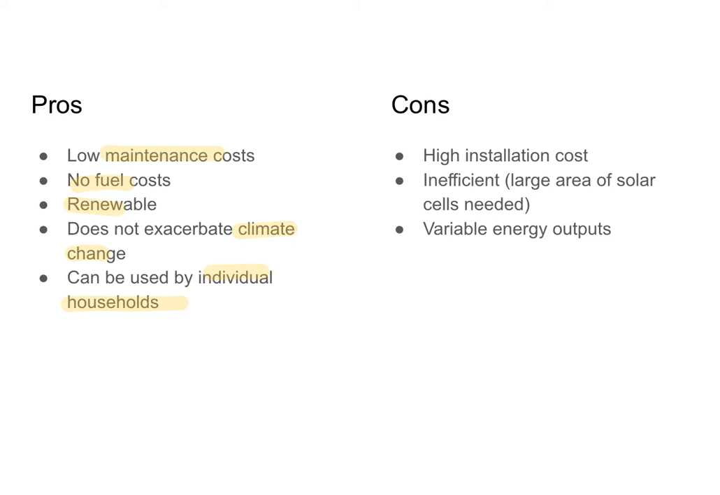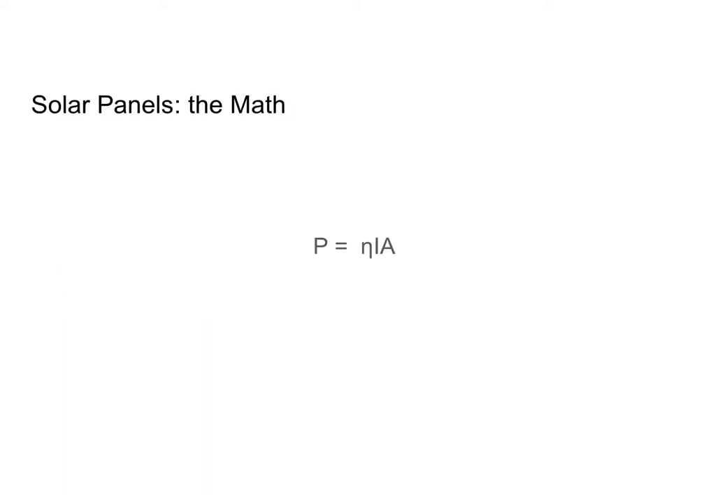Some cons though, their installation cost is very high and can be cost prohibitive for people who might otherwise be interested in solar panels. They can be inefficient, so you need a lot of solar cells in order to generate a usable amount of energy. And the energy output is variable, dependent on the season and the weather. So, for example, if you live here in Virginia, you're going to generate a lot more energy in the summer than you would in the winter, just simply because we have more daylight hours in the summer than we do in the winter.